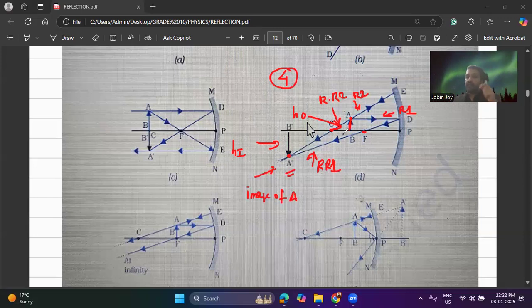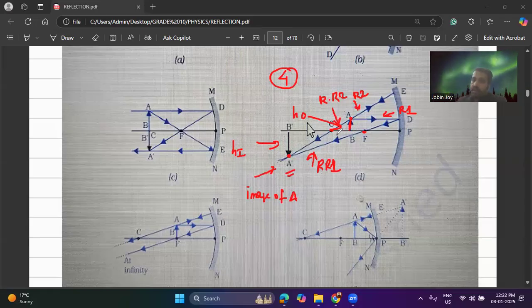And the second point is the image is inverted. See, the top point of the object is above the principal axis like this. And where is the top point of the image? The top point of the image will be below the principal axis like this. That means the image is inverted. That is the second point, and the image is real because it is in front of the mirror. That's why it is called real.